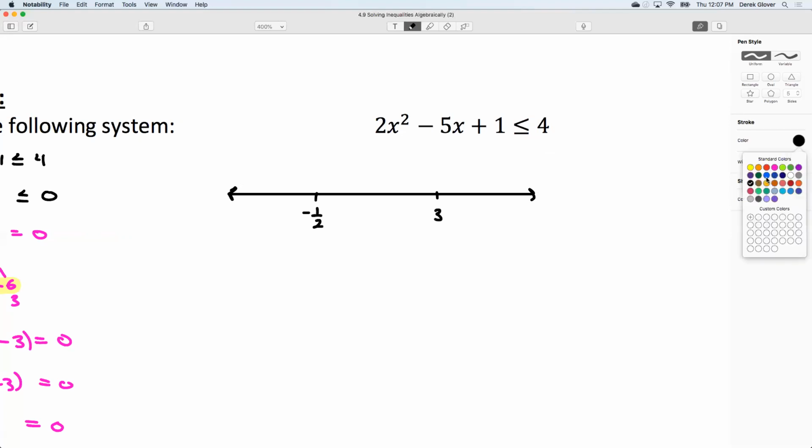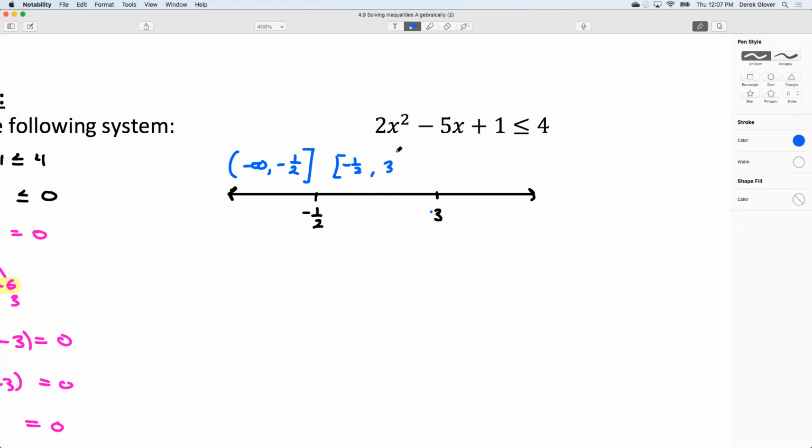And I'm going to write the intervals. Let's use blue. We could go from -infinity up to -1/2. We won't include -1/2 in this interval, or we will include it, but we can't include minus infinity. The middle interval is going to be from -1/2 to 3, and I'll use the square brackets because they can be included. We've got a less than or equal to sign. And then our last interval is going to be from 3 up to positive infinity.